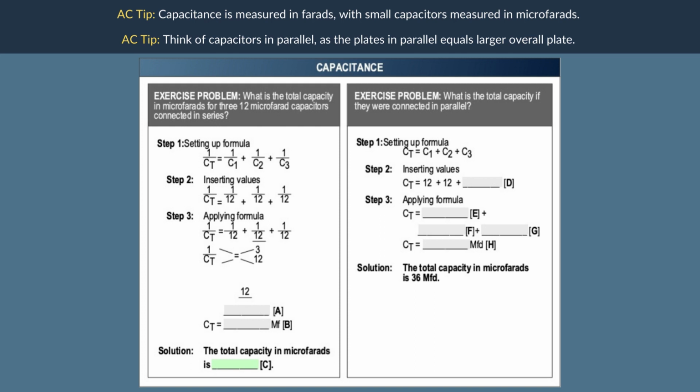For example, what is the total capacity in microfarads for 3 12 microfarad capacitors connected in parallel? In step 1, setting up formula, Ct, which is the total capacity, equals C1 plus C2 plus C3. In step 2, inserting values, Ct equals 12 plus 12 plus 12. In step 3, applying formula, Ct equals 12 plus 12 plus 12 equals 36 MFD. Therefore, the total capacity in microfarads is 36 MFD.